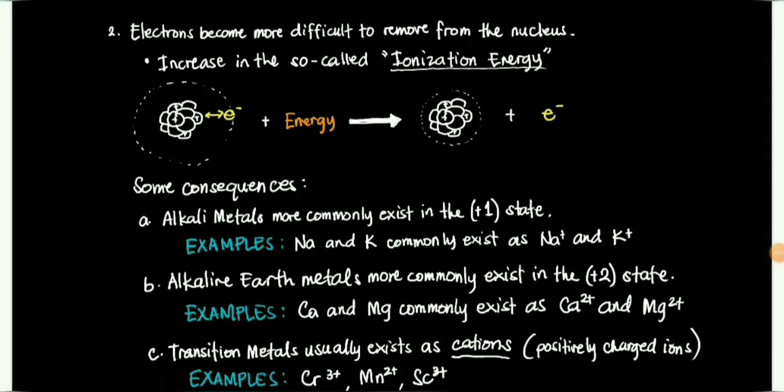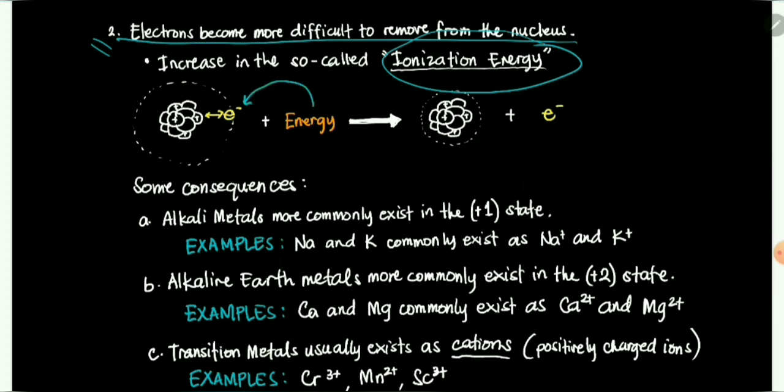So another consequence of increasing the effective nuclear charge is that electrons become more difficult to remove from the nucleus. So kung pagsasabihin natin ito in other terms, nag-i-increase yung kanilang tinatawag na ionization energy. So ionization energy is the energy needed to remove the outermost electron of an atom.